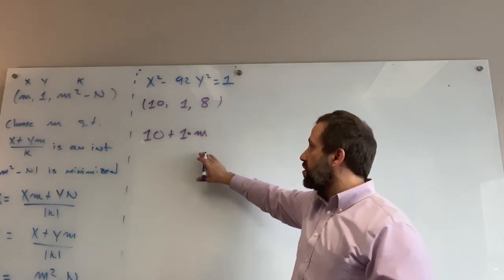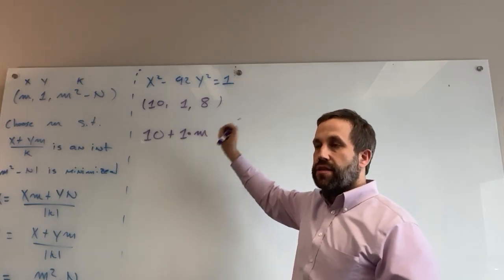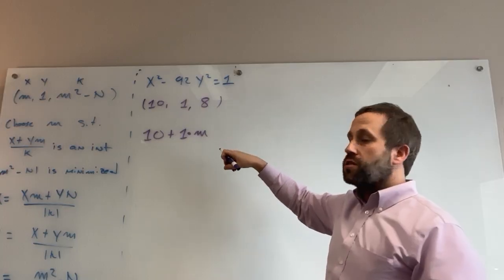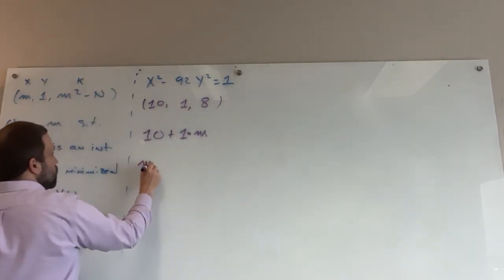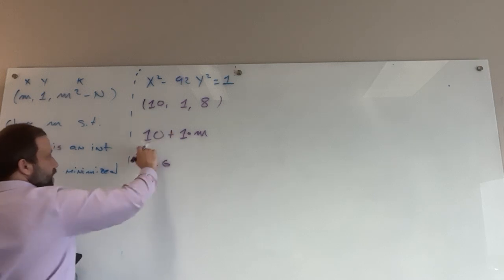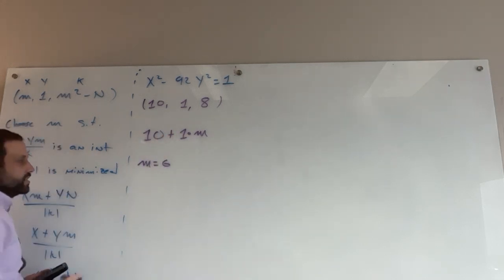Now, I don't want the smallest m. I want the m such that m squared is the closest to n. So if I choose m equal to 6, I'm going to get 10 plus 6, which is 16.